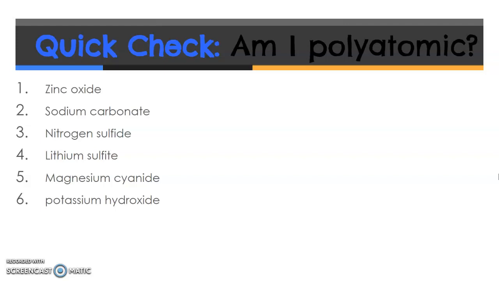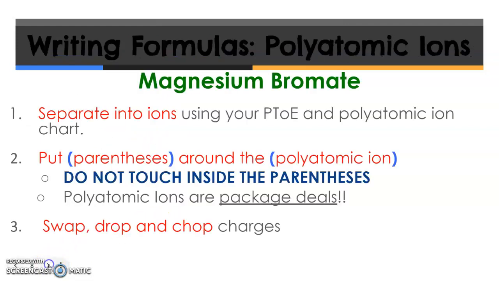Four is lithium sulfite. It ends in ite, not ide, which means that it is polyatomic. Magnesium cyanide ends in ide, but remember that cyanide is an exception, so that is polyatomic. And then potassium hydroxide, again ending in ide, but it's hydroxide, so that's one of the exceptions. So it is polyatomic. So again, it would be no, yes, no, yes, yes, and yes.